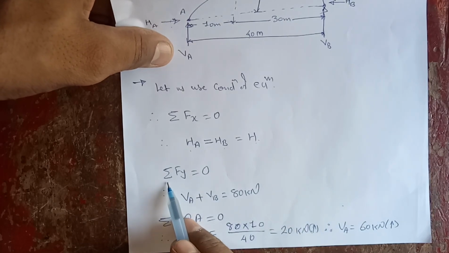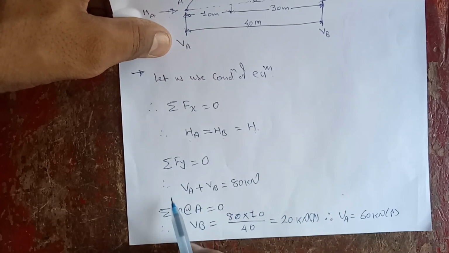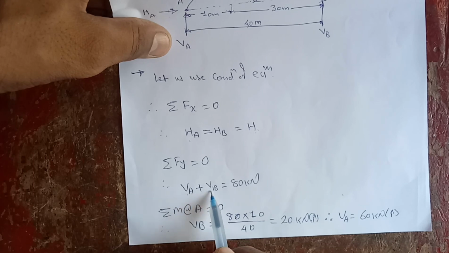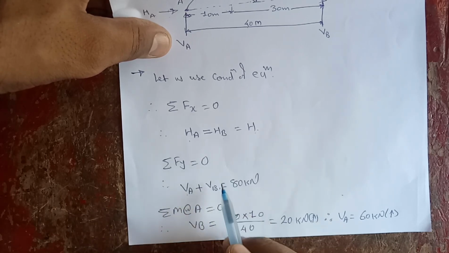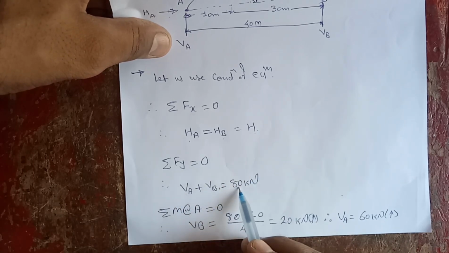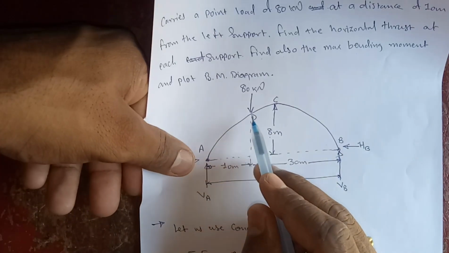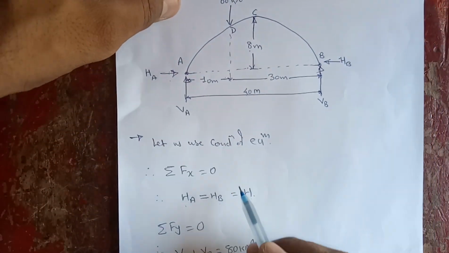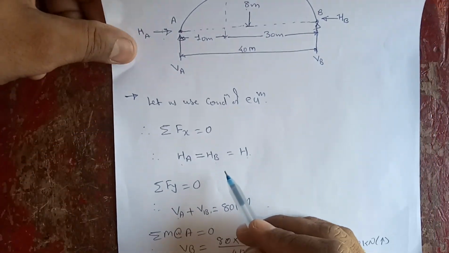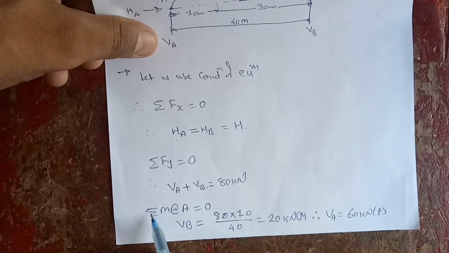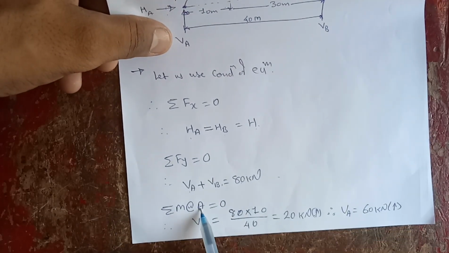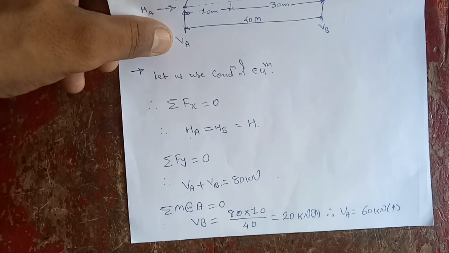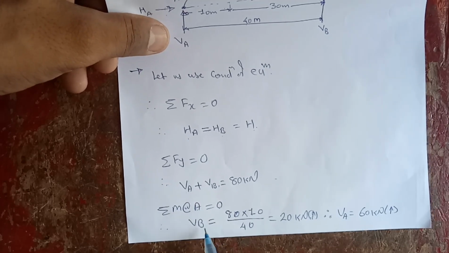Then if you use the second condition, summation Fy equal to 0, then what we'll get is Va plus Vb, that is the upward forces, should be equal to the downward force, which is 80 kilonewton. So this is the 80 kilonewton downward force. Next we'll use the third condition, that is summation of moment about A point is equal to 0.